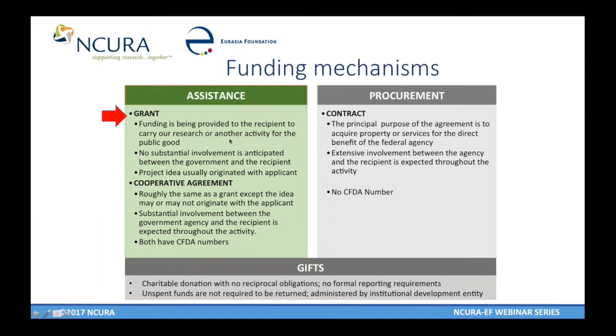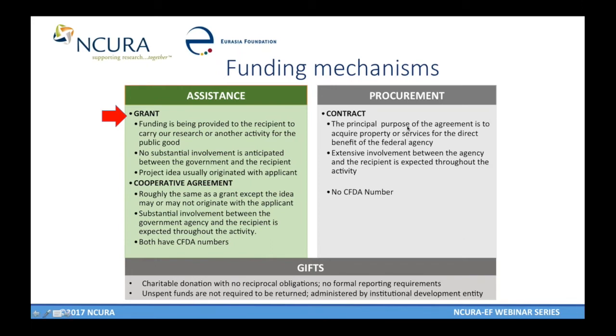Assistance awards, shown here, can be grants or cooperative agreements. With a grant, our investigators propose to the sponsor a project or research they want to conduct. There is very little sponsor say in how the research is being conducted. With a cooperative agreement, there is more interaction between the sponsor and the investigator.